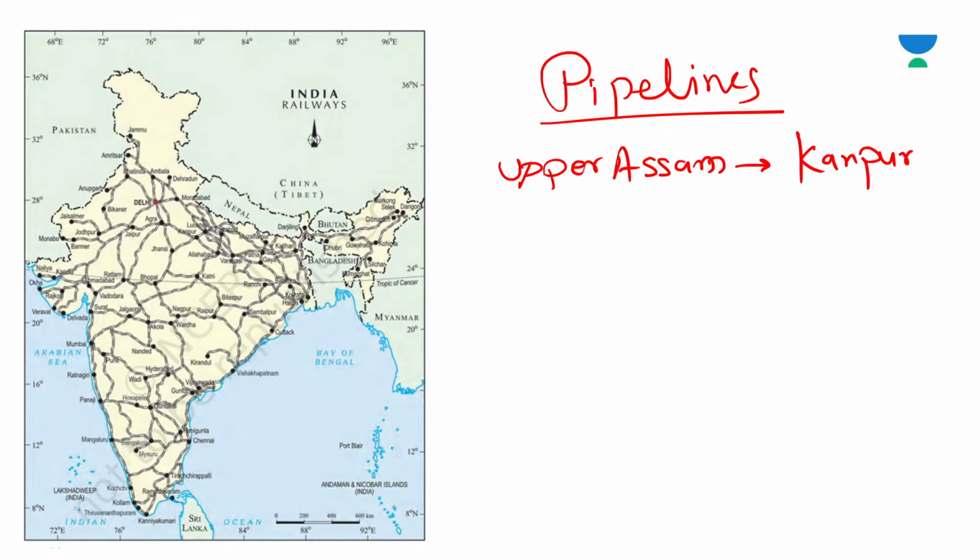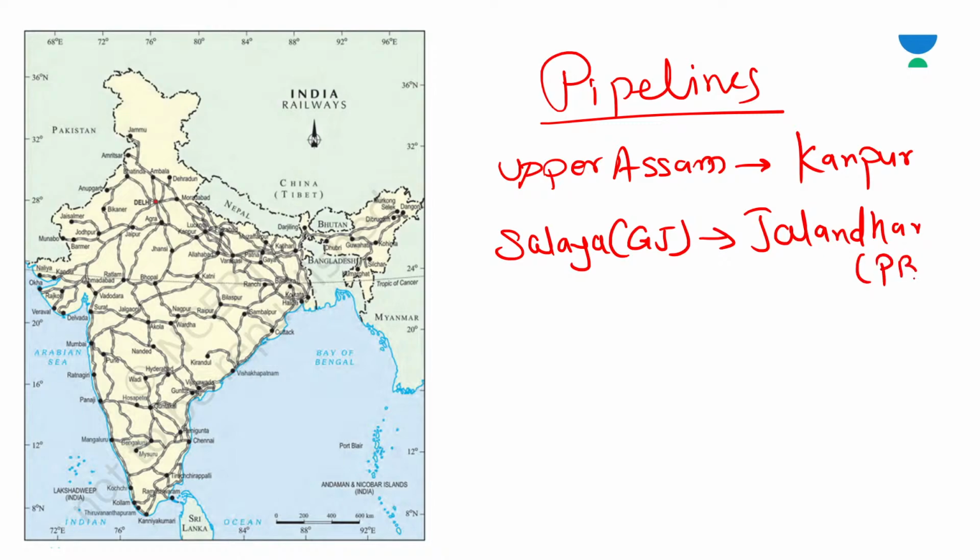From Salaya in Gujarat to Jalandhar in Punjab via Viramgam, Mathura, Delhi, and Sonipat. It has branches to connect Koyali, that is near Vadodara, to Chakshu and other places.